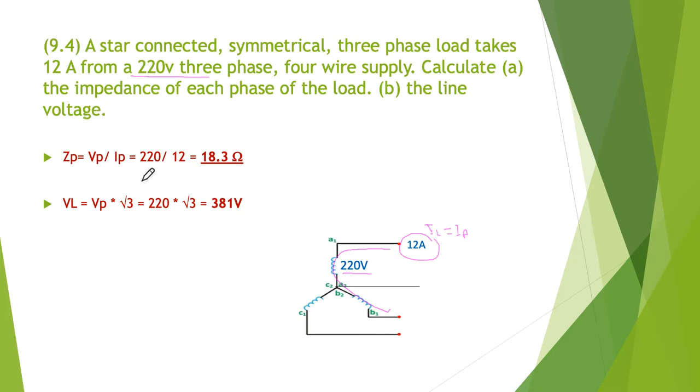We can simply go 220 divided by 12 is 18.3 ohms. Next thing they asked us to work out was the voltage line, and if the voltage phase is 220, then it's simply 220 multiplied by root 3, giving us 381 for our volts line.